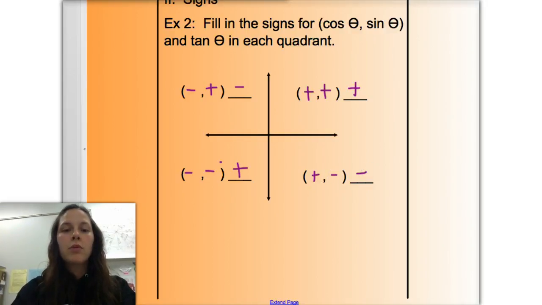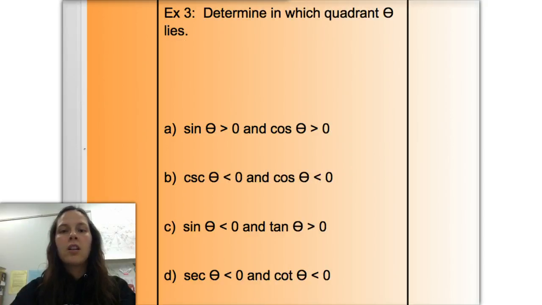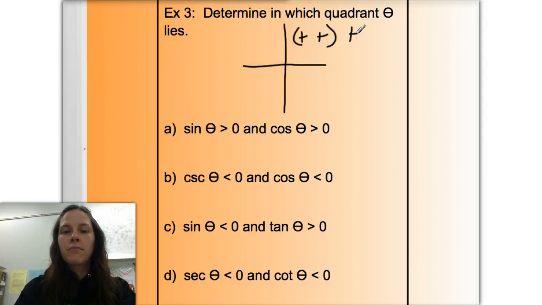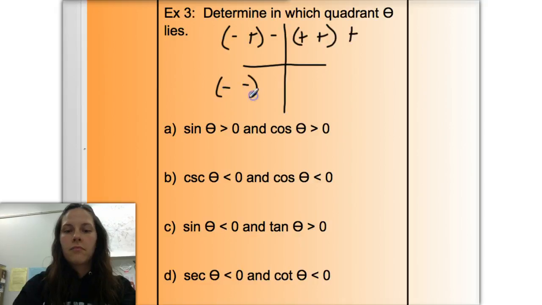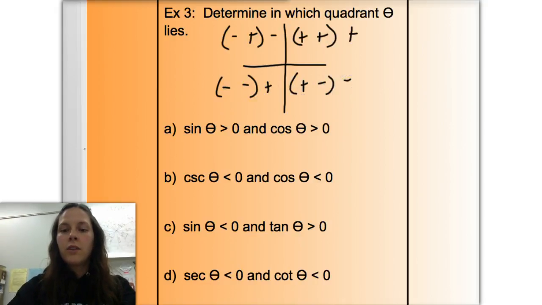Our next example, we're going to use that information to determine in which quadrant theta is based on the signs, positive or negative, of the different trig functions. So I like to start by quickly jotting down that chart again. Alright, so our first question is, when is sine positive and cosine positive? Of course, that occurs in the first quadrant.